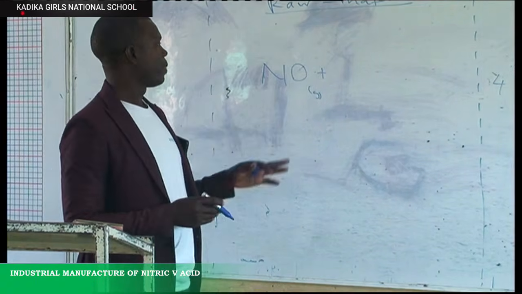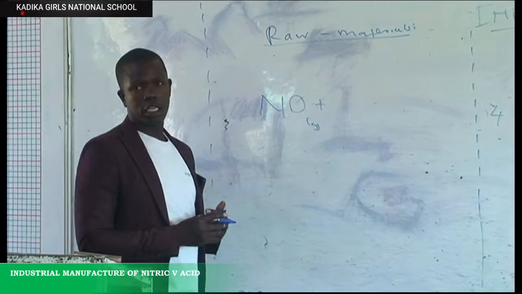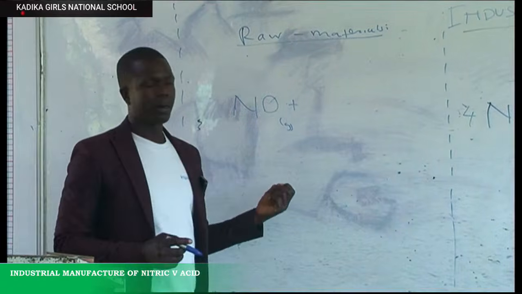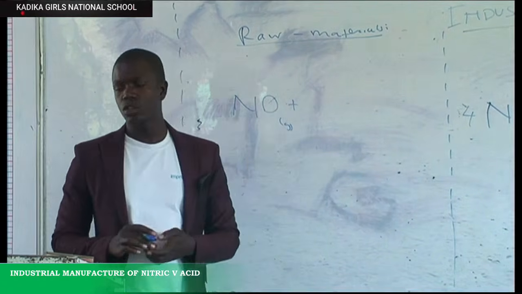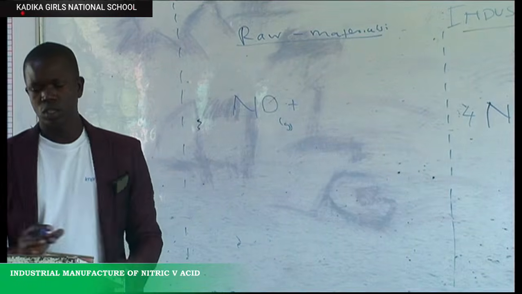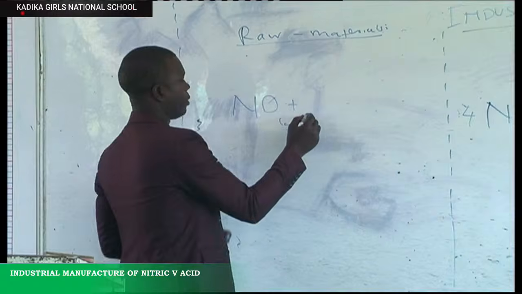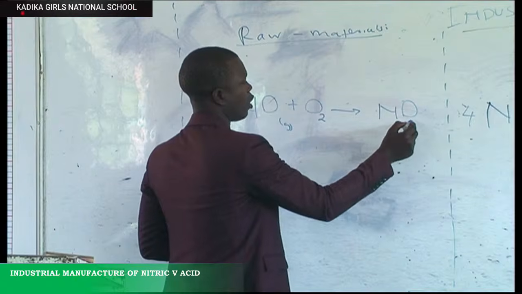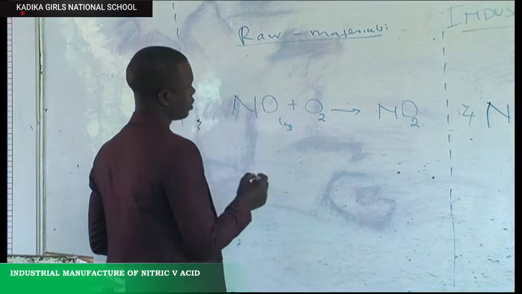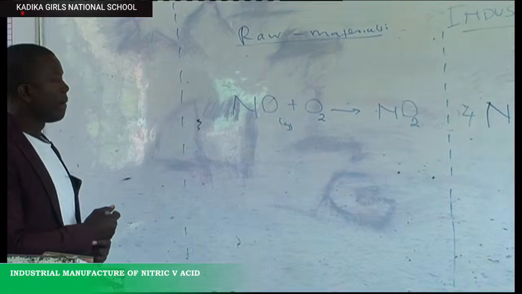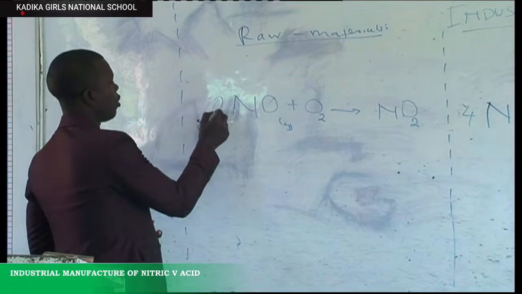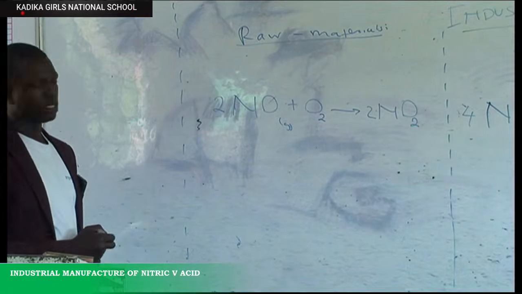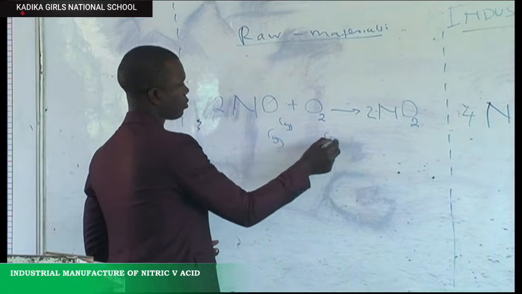In the reaction chamber, this nitrogen 2 oxide undergoes oxidation. It will be oxidized by purified air, not just air, but air which has been purified to ensure that there are no traces of any impurities. So it is oxidized by the purified air to form brown fumes of nitrogen 4 oxide.